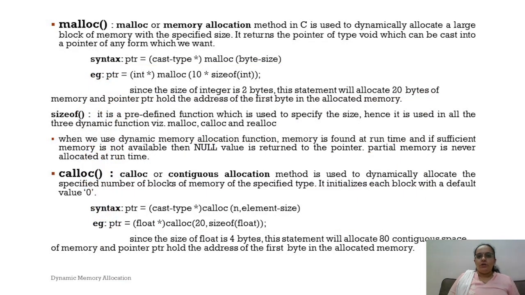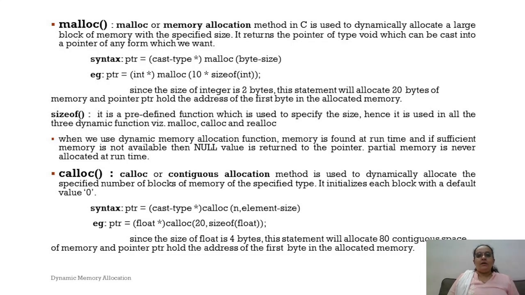So what is malloc? Malloc is memory allocation, which is used in C for dynamically allocating memory. This is the syntax provided here: ptr is nothing but a pointer, equal to, we have to give the data type here, that is a cast type pointer, malloc, and then the byte size. The example is given here: ptr = (int*) malloc(10 * sizeof(int)). Suppose we are using a data type pointer, malloc 10 into size of integer. That means we need 10 blocks of integer size.